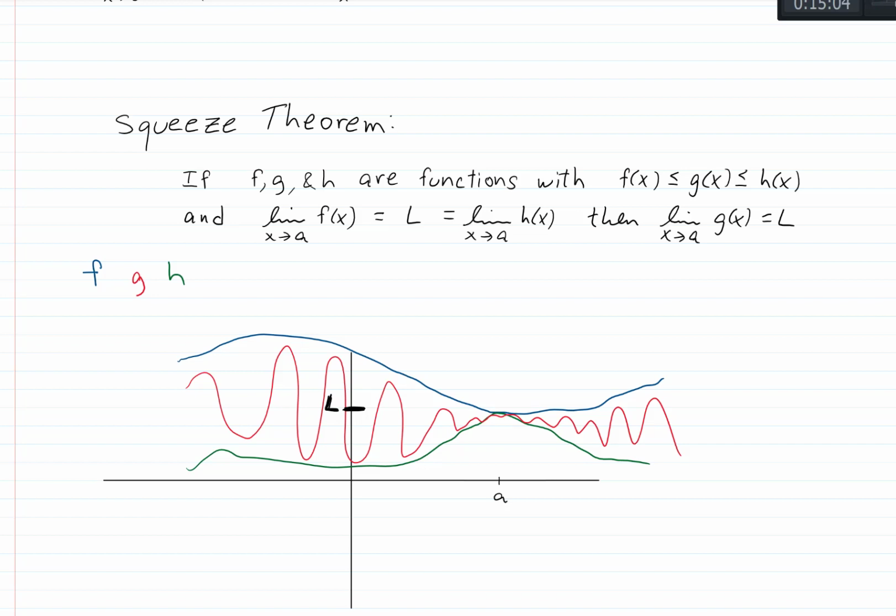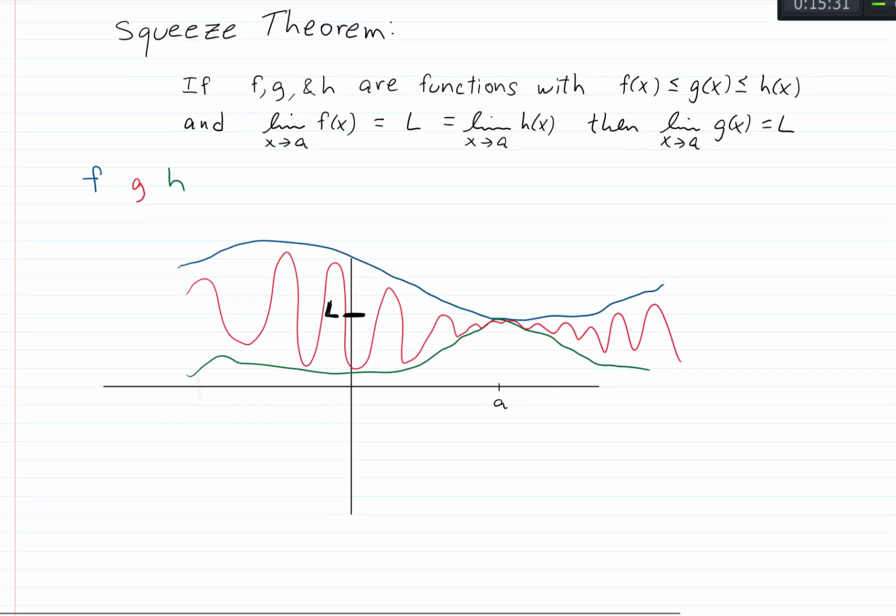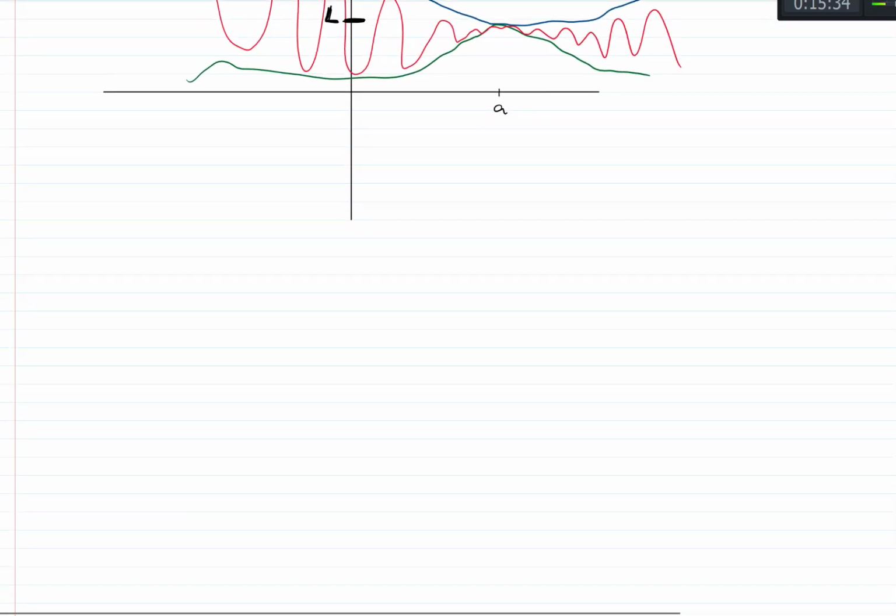Okay, so the point is that G is being corralled down to a specific limit as x approaches a. And that limit is the same as the limit of f and h. Now, if f and h don't have the same limit as x approaches a, then you can't use this theorem.